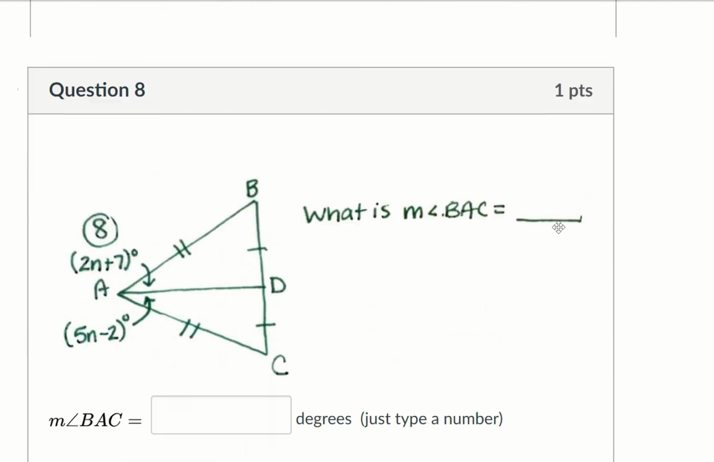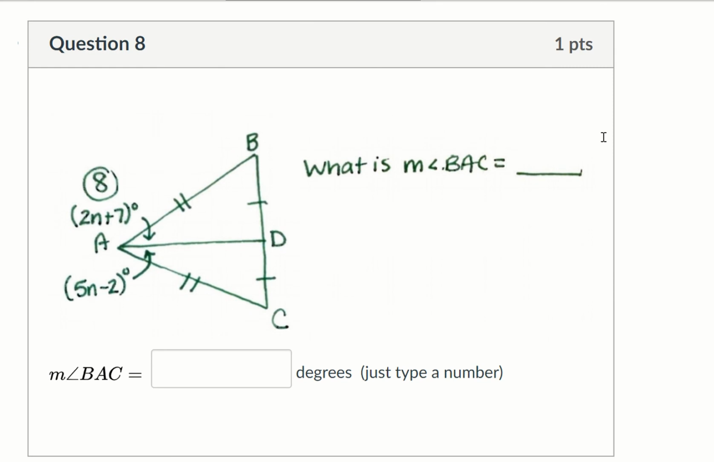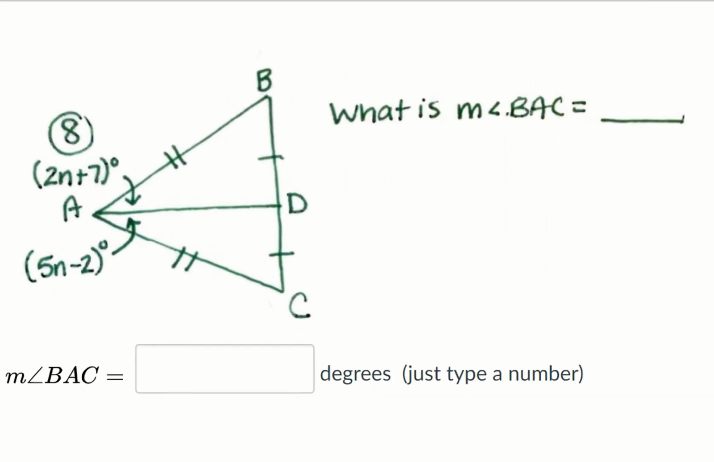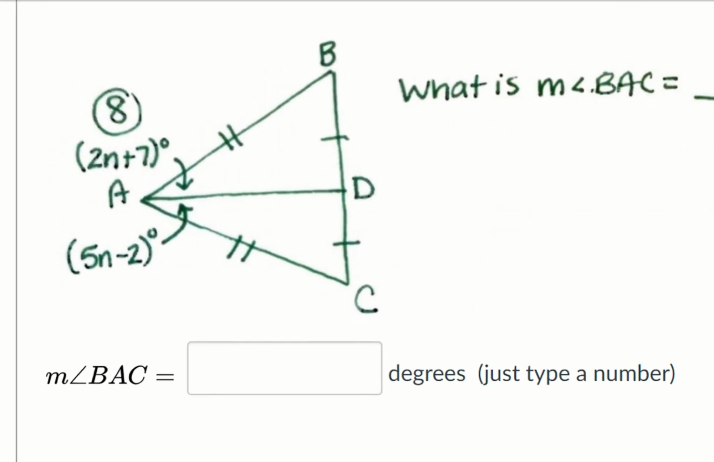All right, let's look at the next problem. Question 8, what is the measure of angle BAC? In this diagram, you can see that from A to D, we have cut this triangle in half. So that means this is a perpendicular bisector.